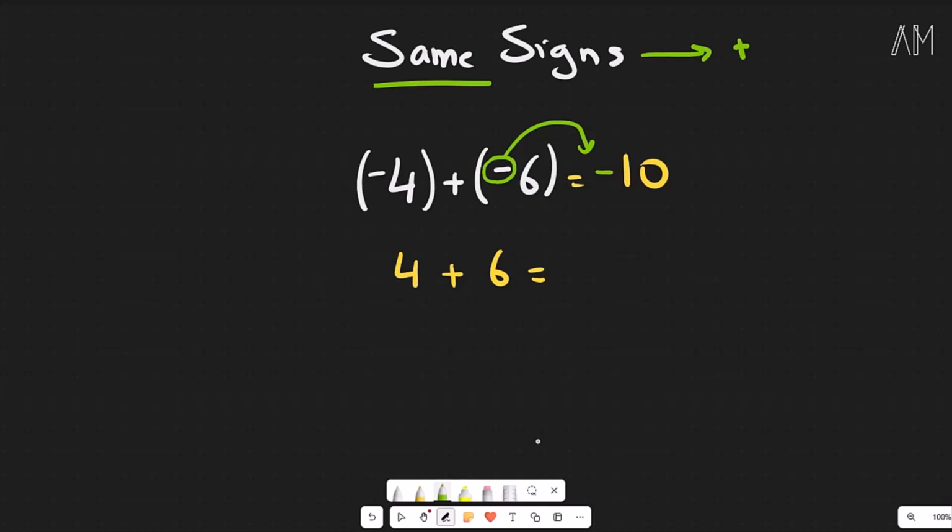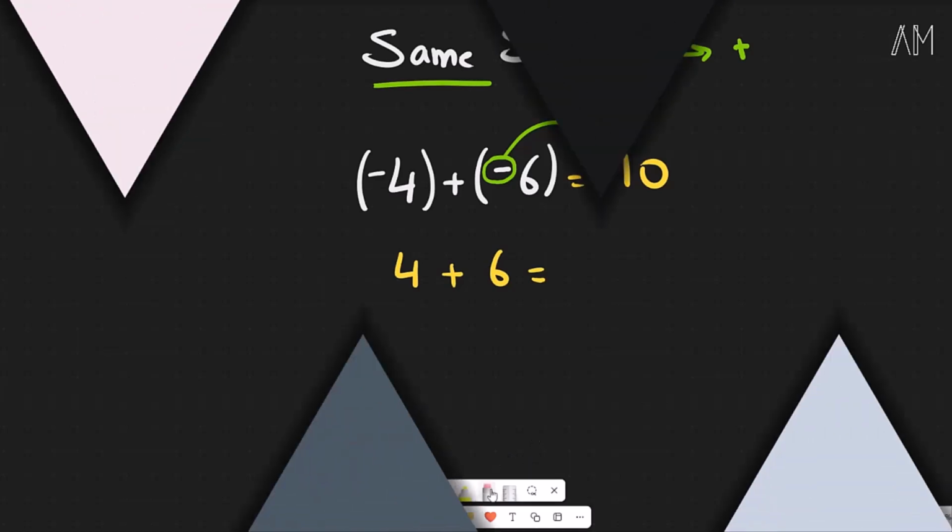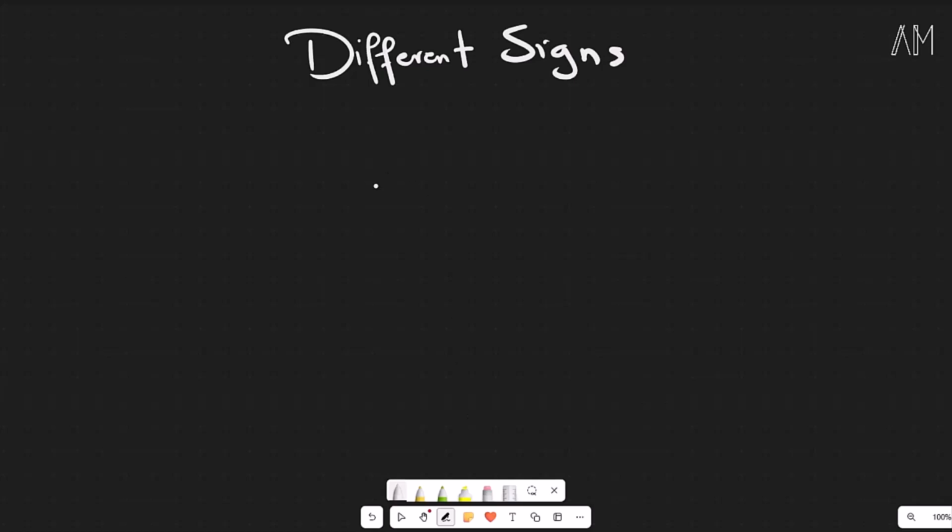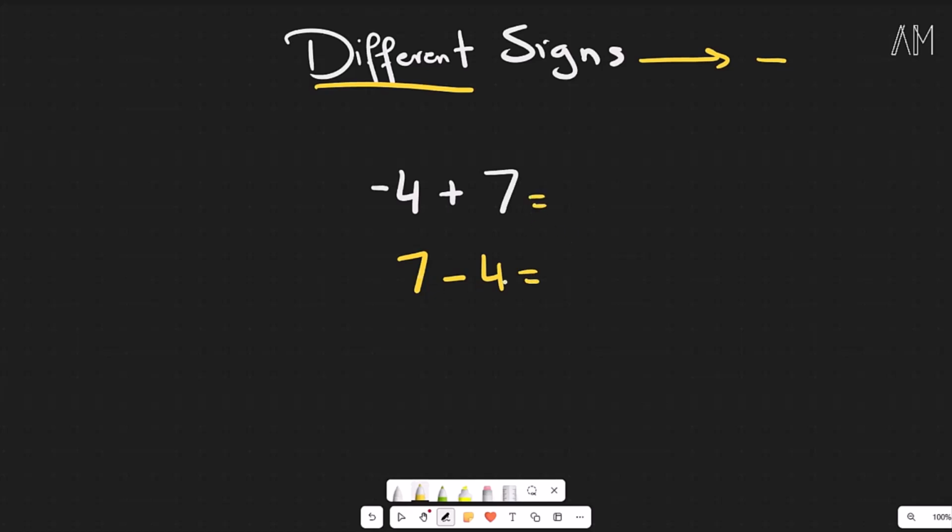Now let's see what's going to happen if we are dealing with different signs. If I'm working with different signs, like in case we have negative 4 plus 7, once you see different signs, that means I will do subtraction. Okay? So in this case, I have negative 4 and 7. I'll have to find the difference between them. So 7 minus 4, it's equal to how much? Always do the big minus the small, which is in this case 3.